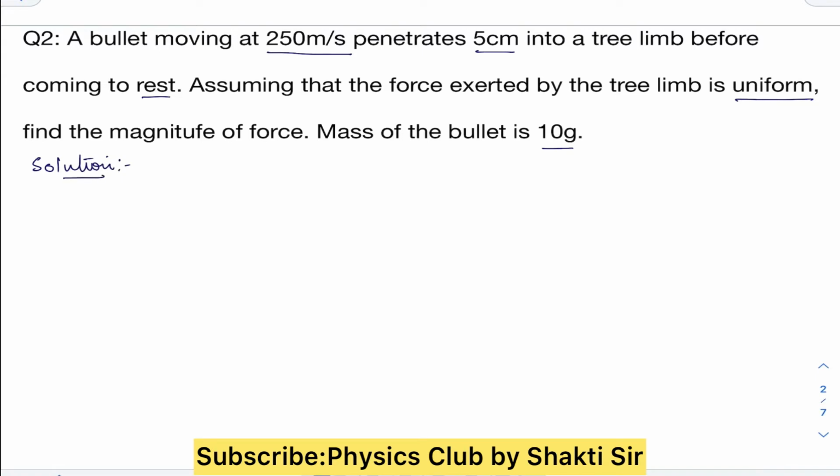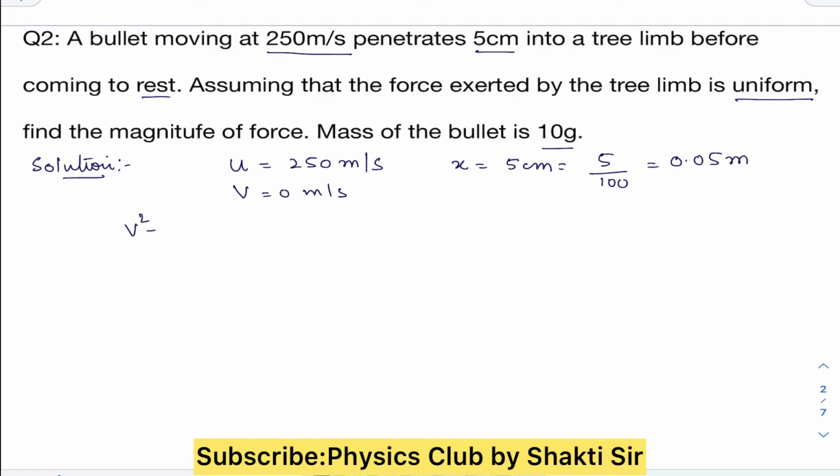So the initial speed of the bullet is 250 meter per second, and the distance covered by the bullet is x equal to 5 centimeter, which can be written in terms of meter, something like this, 0.05 meter. And the final velocity is zero because it comes to rest, right? Okay, so we need to calculate the magnitude. How can we calculate the magnitude? Firstly, we need to calculate the acceleration with the help of kinematics equation.